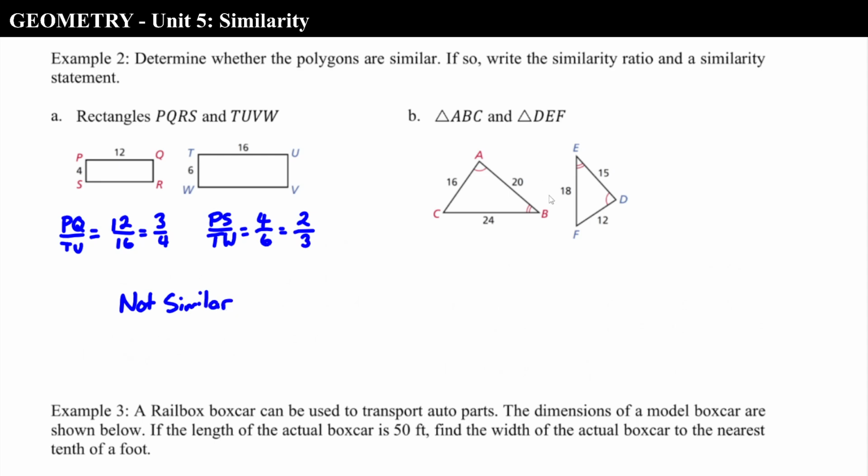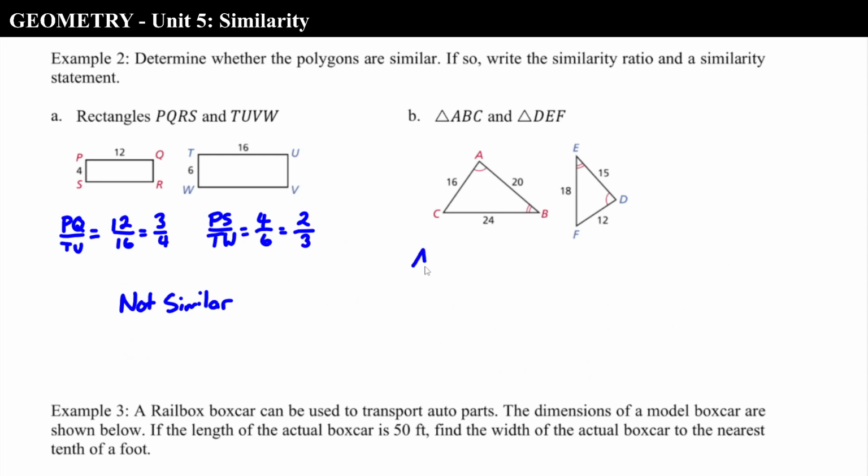Let's try these two triangles. Now here, we know that angle A is congruent to angle D, angle B is congruent to angle E, and so by default the third is congruent. So we have that, okay? Now let's check the sides.